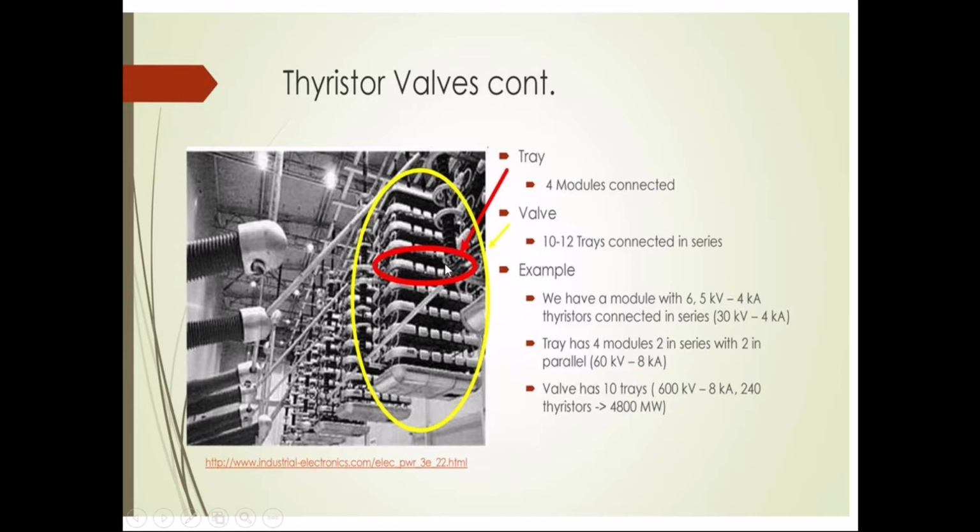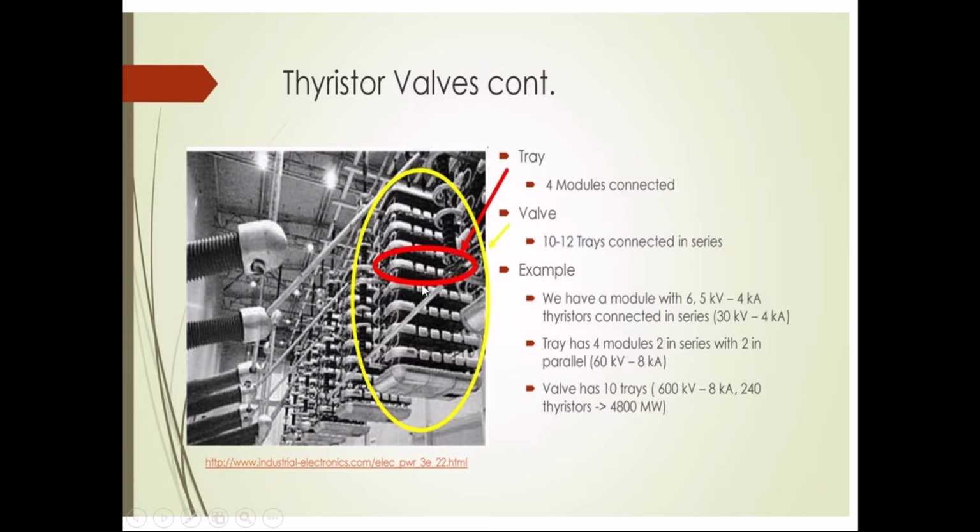In this one tray, 4 modules are connected, with 6 thyristors in one module. Out of these 4 modules, 2 are connected in series and 2 are connected in parallel. Because 2 are connected in series, and the rating of one module is 30 kV and 4 kilo ampere, the voltage rating becomes 60 kV, and because 2 are connected in parallel, the current rating becomes 2 multiplied by 4 kilo ampere, so 8 kilo ampere. So 60 kV, 8 kilo ampere is the rating of only one tray.